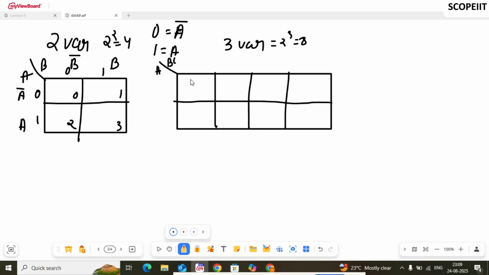Okay, so we'll construct here 8 blocks, and upside again, if it is 4, right? So it will be 0, 0, 0, 1. Don't write 1, 0 here. 1, 0 will be here. So 0, 0, 0, 1, 1, 0 and 1, 1. Similarly, here single variable, so directly 0 and 1.